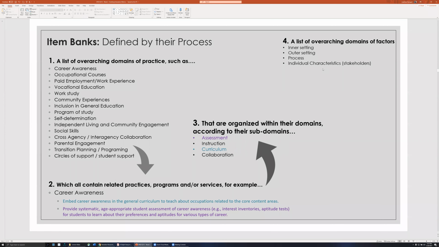We then have a list of overarching domains of factors. So we're going to be looking at inner setting, outer setting, process, and individual characteristics. We're going to specify factors within these 4 categories related to the practices. So we've got these practices related to, in this example, assessment and curriculum, and we're looking at specific factors that influence the implementation of using systematic age-appropriate transition assessment related to career awareness and career awareness in the general curriculum. We're going to look at specific factors that influence those 2 things being done with fidelity.